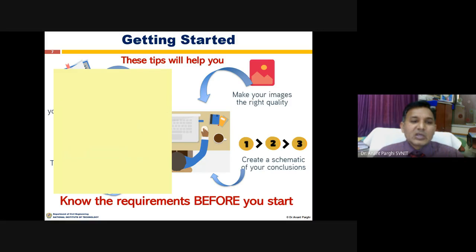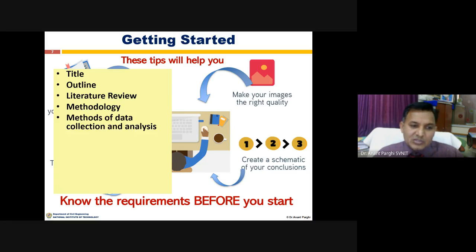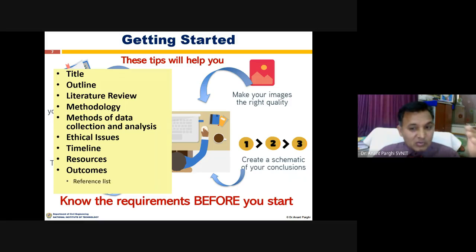So what can we include? The title, outline, literature review, methodology, method of data analysis and data collection also. Earlier Professor Timbadi has explained how to do the data collection and how to do the data analysis. Ethical issues also: we need to think about legal considerations, timeline, resources, outcome, and the reference list. So these are the main things.